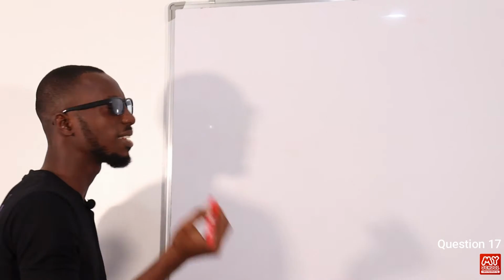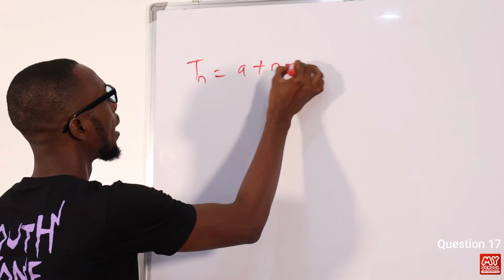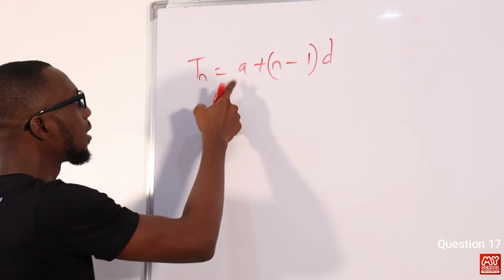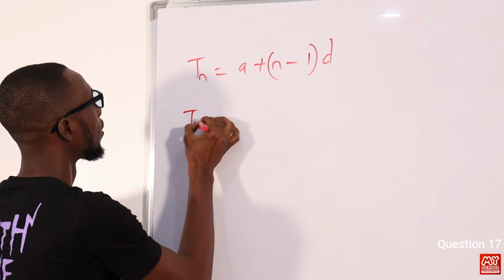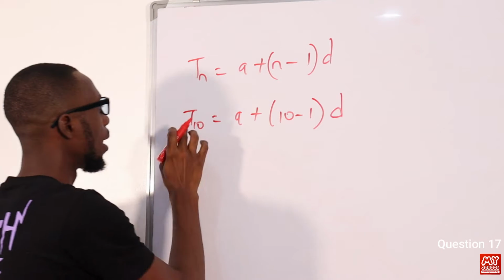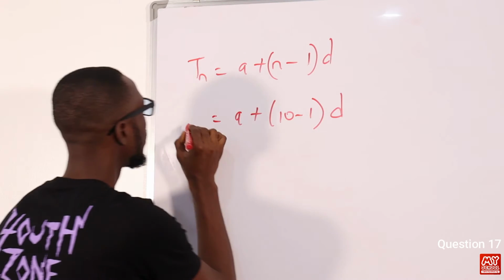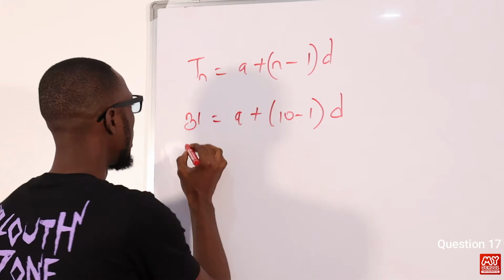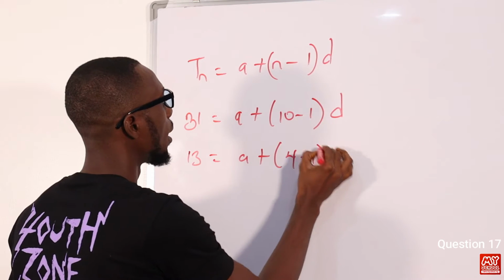So we are going to pull out this simple equation, which is Tn equals a plus n minus 1, into bracket d, where d is the common difference, n is the term number, and a is the first term. So we are told that the 10th term, T10, equals a plus 10 minus 1 into bracket d, and the 10th term is given as 31, so I can change this to 31. Then we are also told the fourth term is 13, so that means 13 equals a plus 4 minus 1 into bracket d.